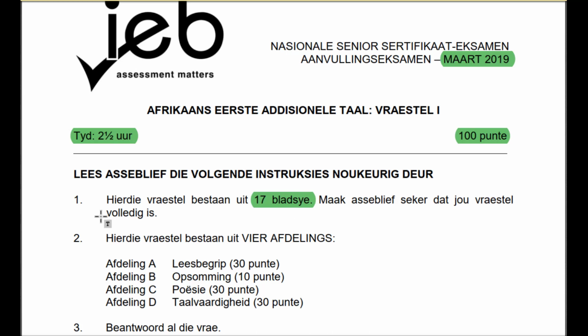Very important, this paper consists of 17 pages. So look at your paper, scroll through the pages, see if all 17 pages are in the paper.